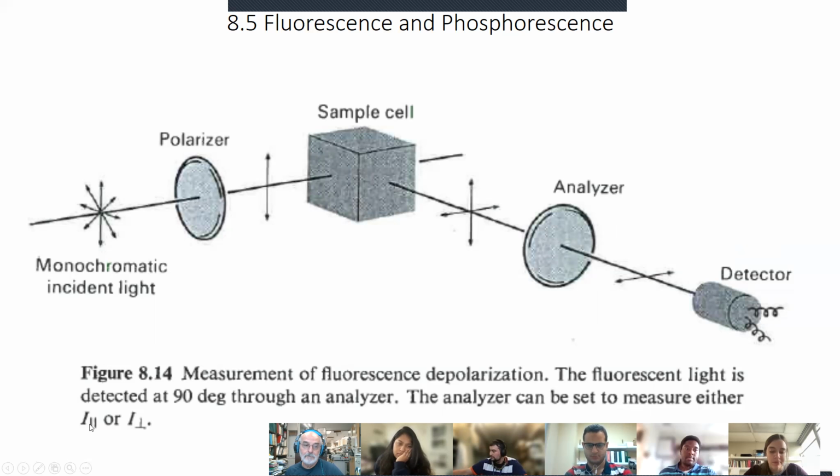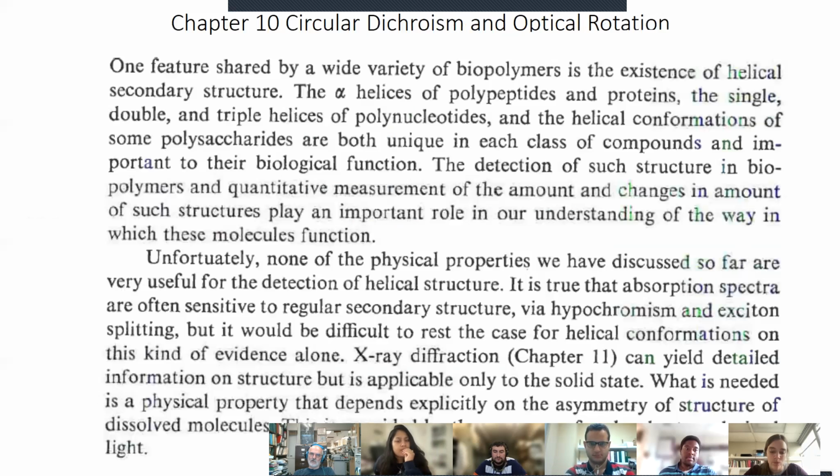And you can measure parallel and perpendicular. What that gives you is some information potentially about how quickly molecules reorient. We're not spending a lot of time on this because this chapter doesn't talk about it a lot. This is as much as I'm going to say about it. It's described in far more detail in the newer Van Holde. Okay.